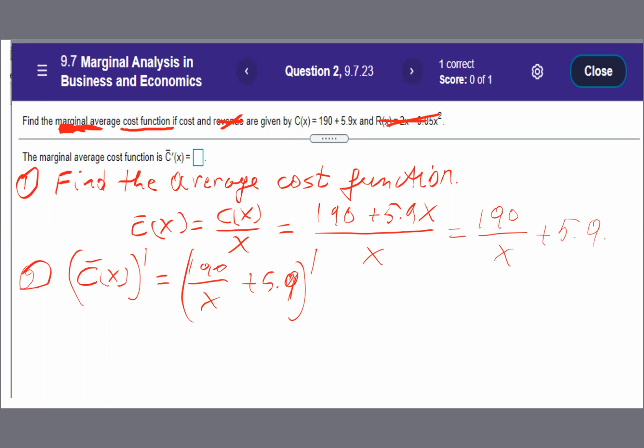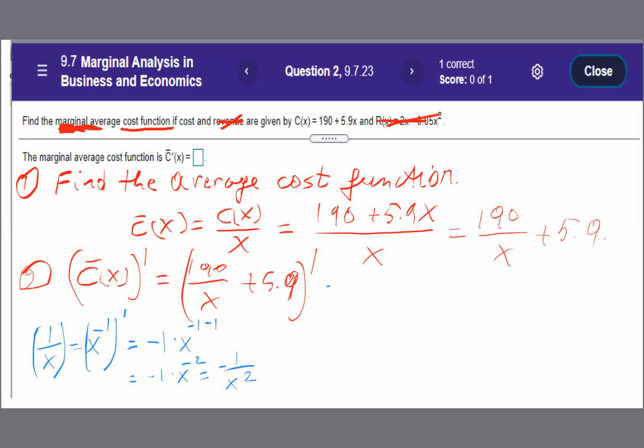Again, I'm going to use the power rule. If I have 1 over x, I can write that as x to the -1. Using the derivative of a power, just as we did before, we bring the exponent down, and then we reduce the exponent of x by 1. So -1 minus 1 makes it -1 times x to the -2, so -1 over x squared. And in our case, we're multiplying 1 over x by 190.